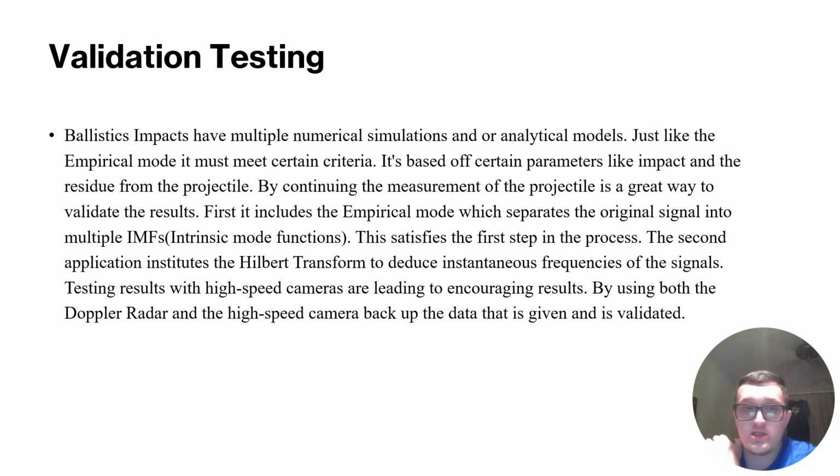So the validating of this experiment was not only done by the Doppler, but also done by high-speed cameras. The testing was done with the Doppler radar, but once they figured out the velocity they got, it was then used to determine if it was correct from the high-speed cameras. The high-speed cameras were able to confirm the validation of this experiment, and it satisfied both the first and second step, thus allowing us to determine the correct projectile velocity and correct projectile displacement.